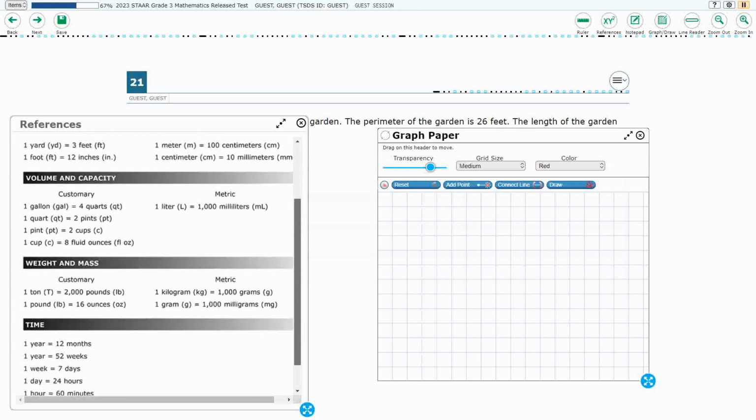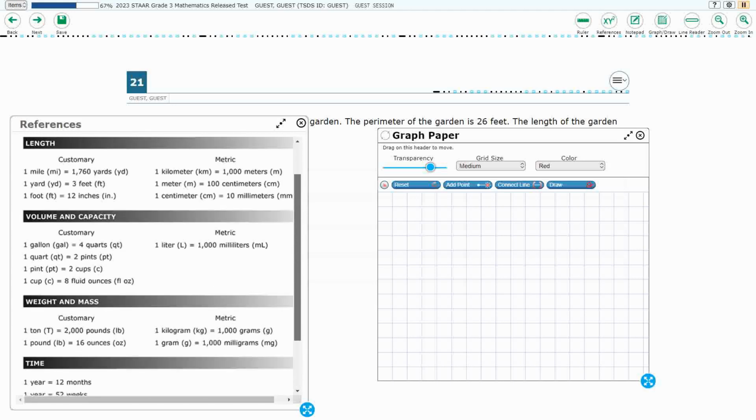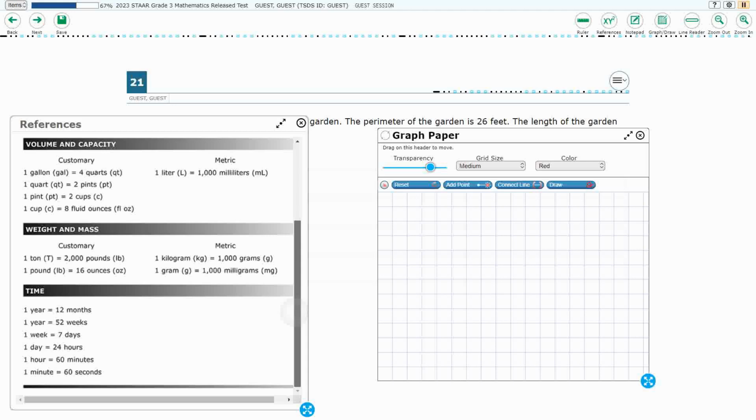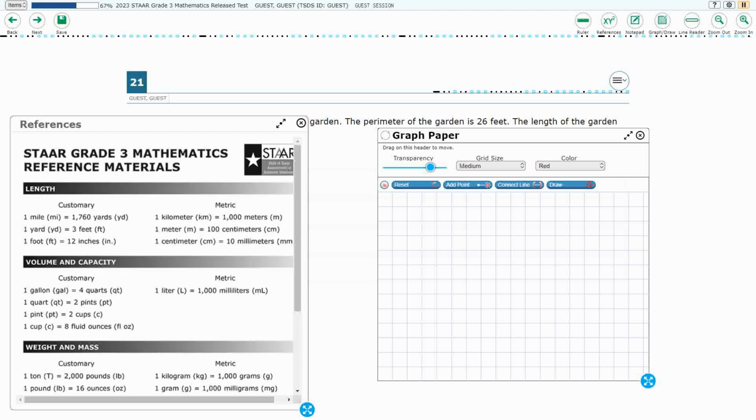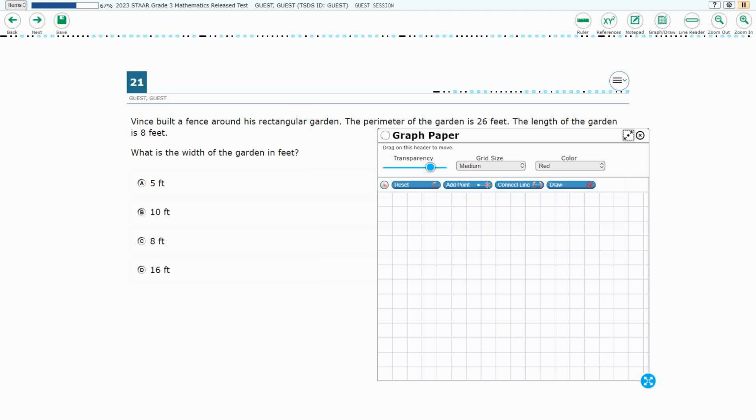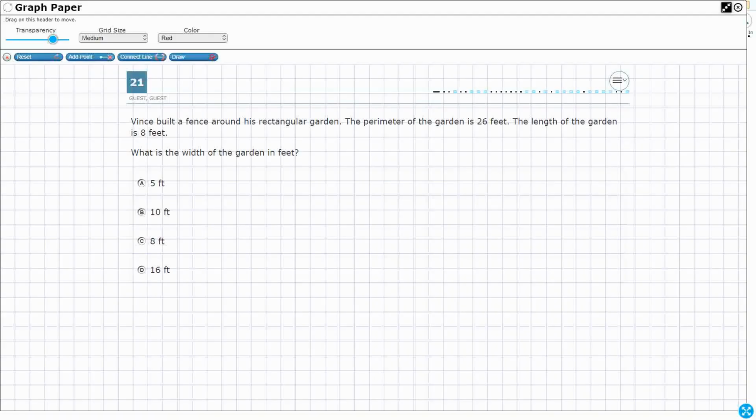All right, so we don't have any type of conversion here or any type of formula that could be useful. We do have some conversions for weight and mass, for time, volume, capacity. Starting in fourth grade, you start getting those reference materials to be helpful for perimeter problems, but not so much here. So let's draw a rectangle.